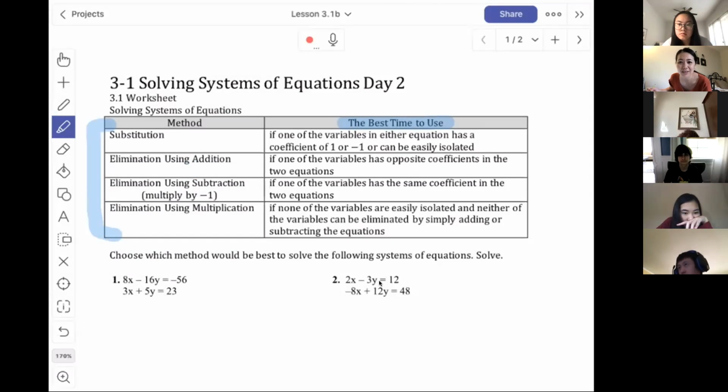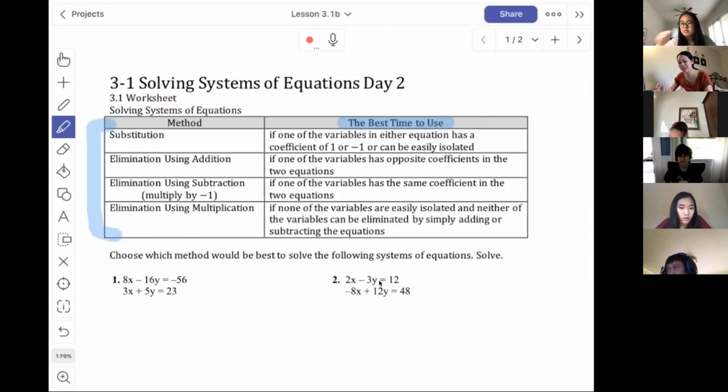Basically though, to give you the moral of the story to start, use substitution when you have one of the variables all by itself. Like there's no coefficient or the coefficient is just 1. And it's easy to solve for one of the variables. That's when you use substitution. Every other time, use elimination. Okay, so that's the moral of today's lesson.